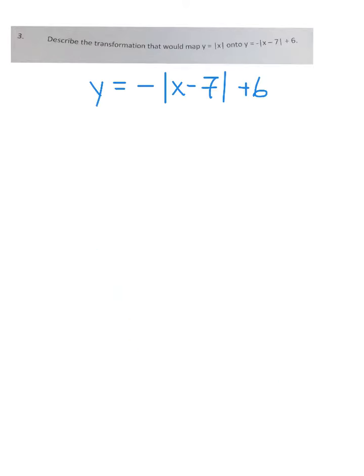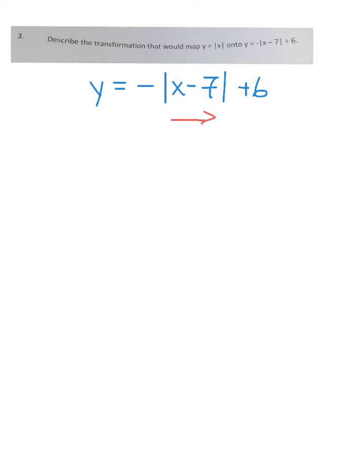Okay, so we're trying to describe the transformation. Now remember, when you have a number inside parentheses, which technically, I guess, absolute value, you really are inside parentheses here. Remember that this is a shift to the left or to the right. But remember, when something's inside parentheses, it's actually in the opposite direction of the sign. So in other words, this is a minus 7, so we're actually going to shift to the right 7.